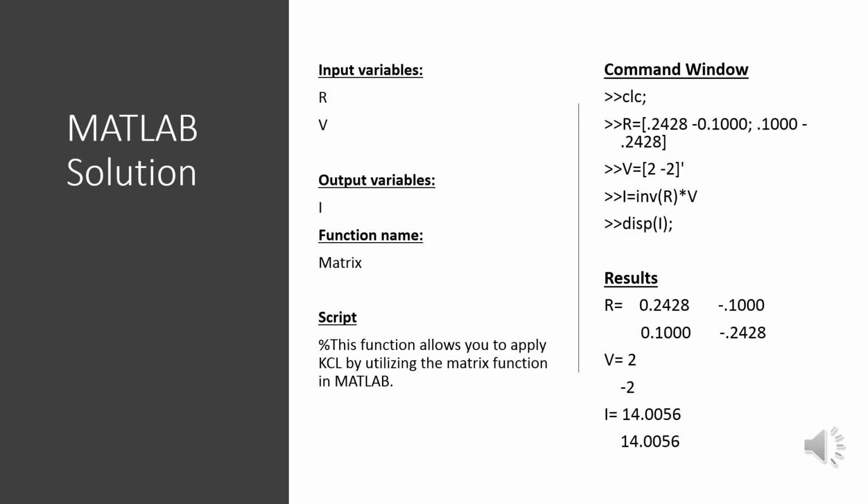To solve for I, you need to find the inverse of matrix R multiplied by matrix V. And finally, to receive your answer, we use display I, which is the result of the multiplication of the inverse of R times V. The results we get are V1 and V2, which are represented by 14.0056 and 14.0056 respectively.